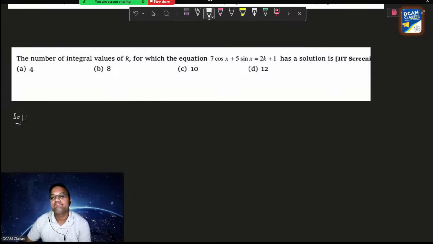First, x k is this. We can do it like this: 7 square plus 5 square, 49 plus 25, root over that, root 74.